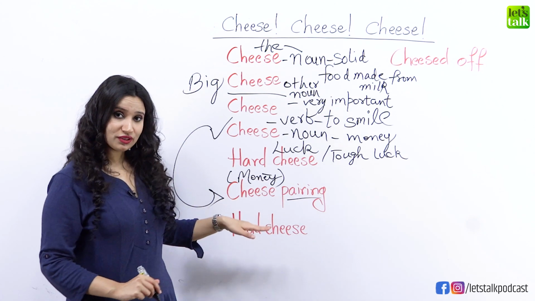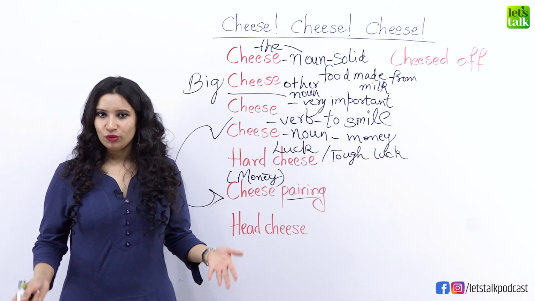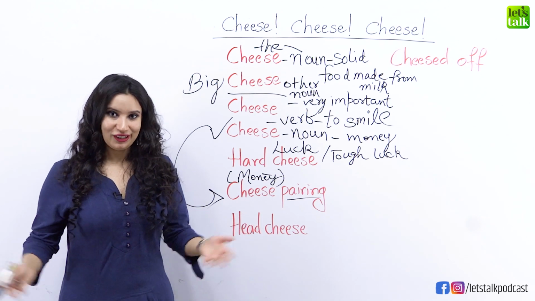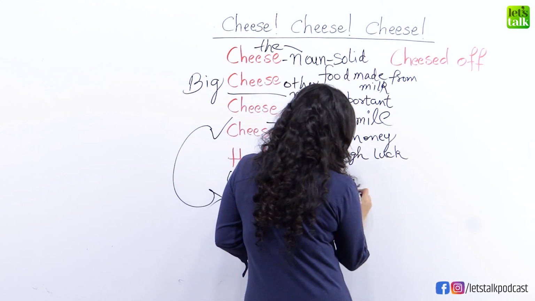And if you want to use it in a sentence, you could say that she's really not into cheese pairing or pinching, which means to spend money miserly. I'll write it here for you.